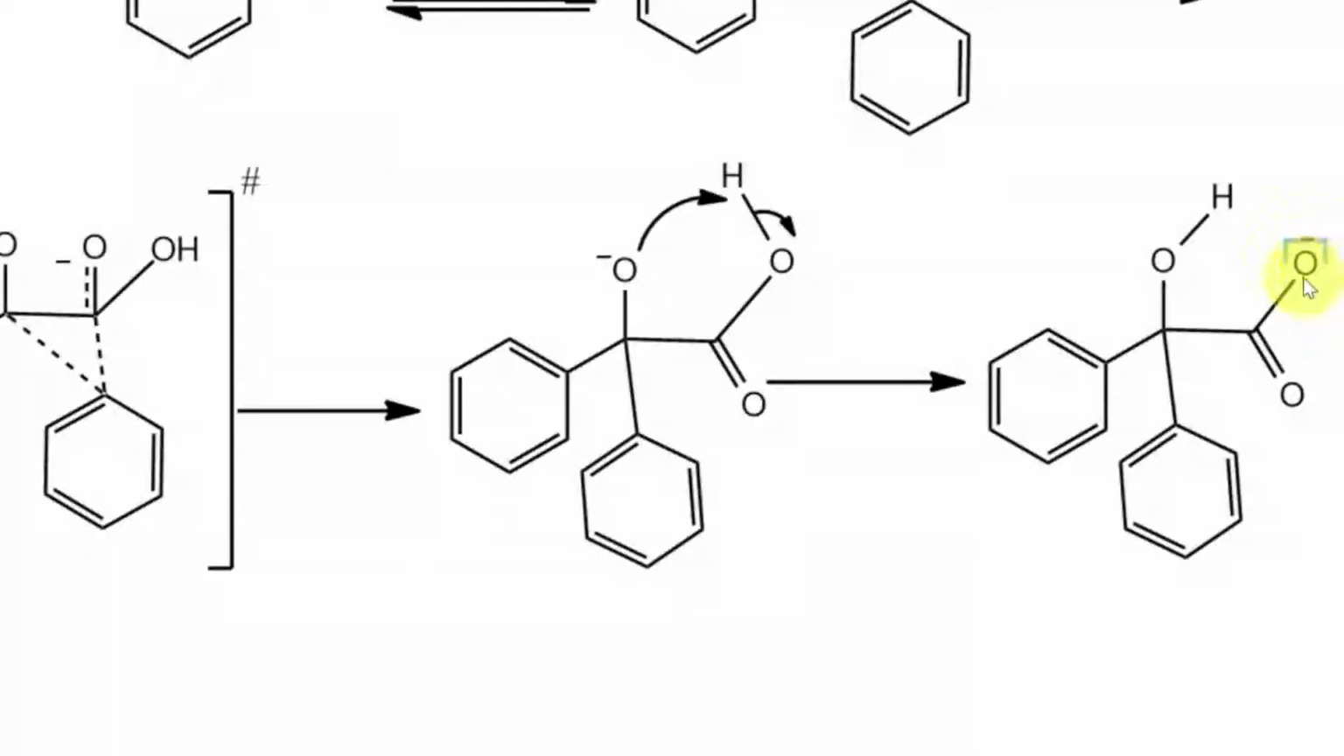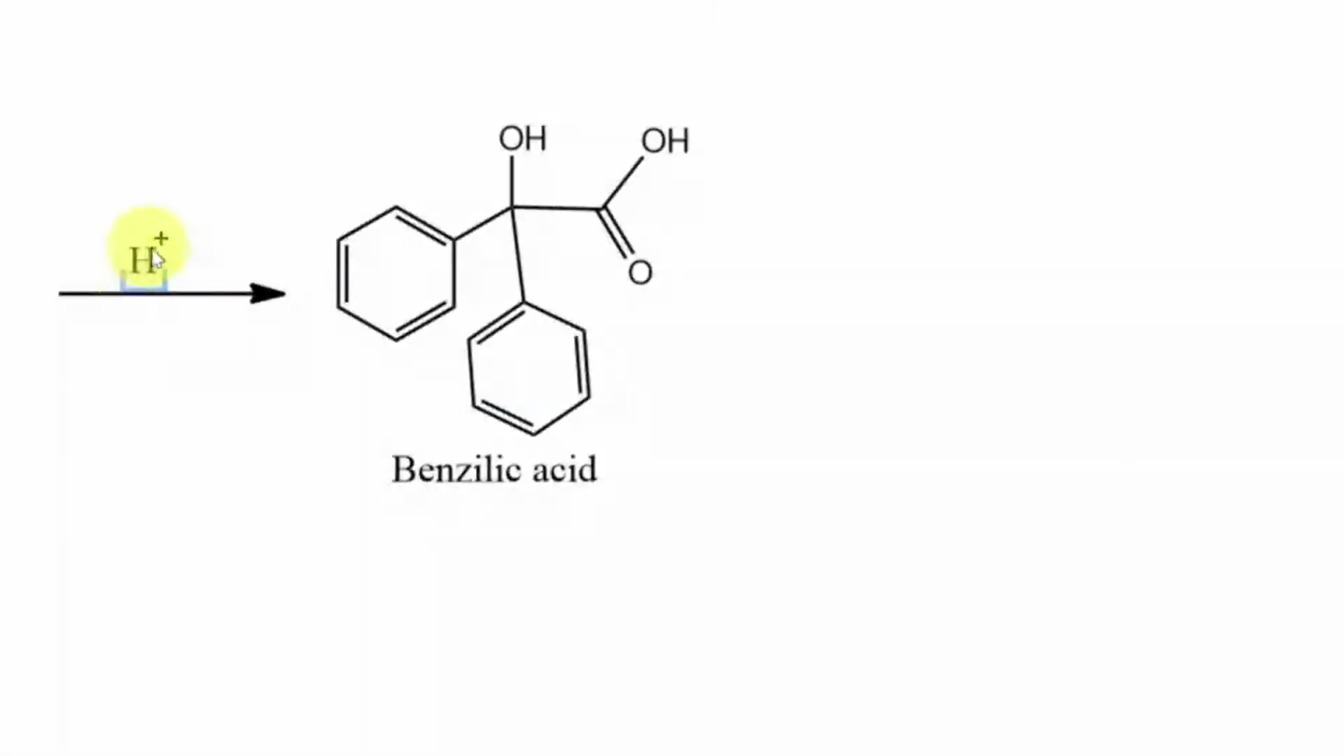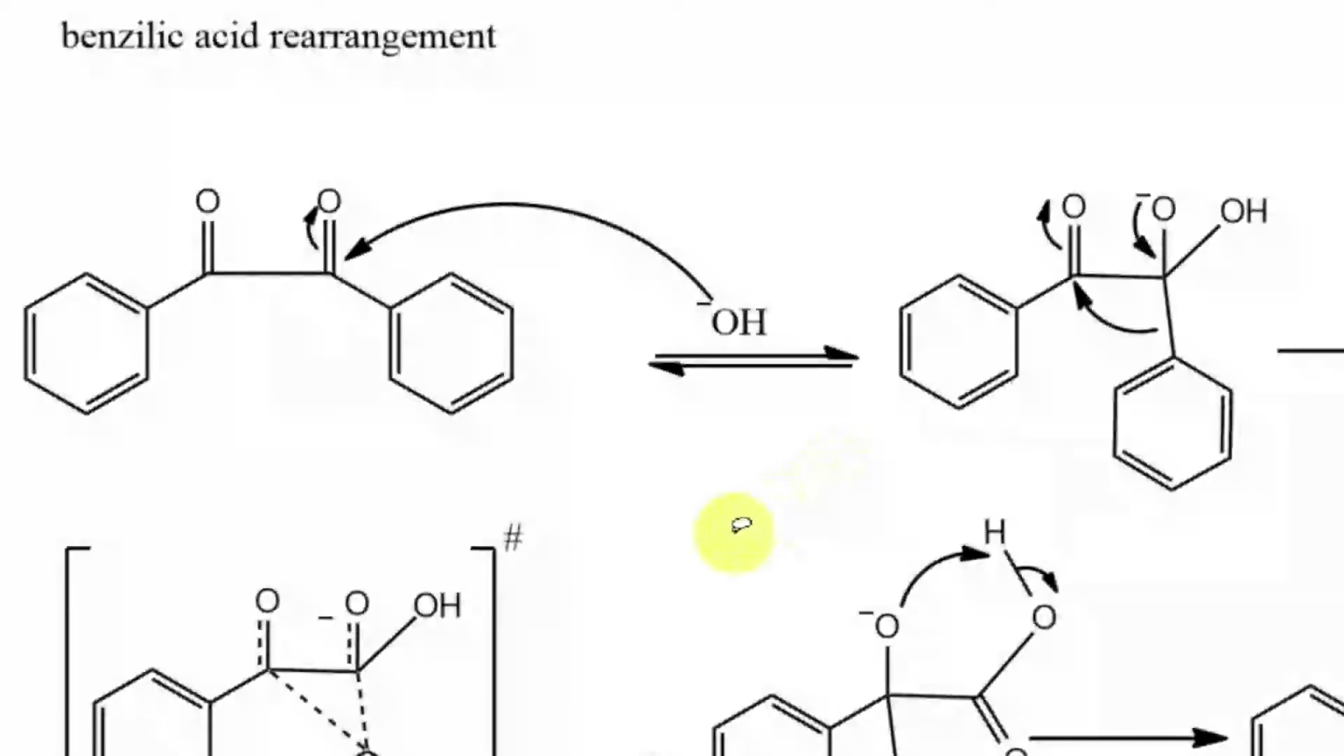This O minus can be protonated by adding another, stronger acid, a mineral acid. That salt can be protonated, and benzilic acid can be obtained. So that's the mechanism of the benzilic acid rearrangement. Let me go over the reaction once again.